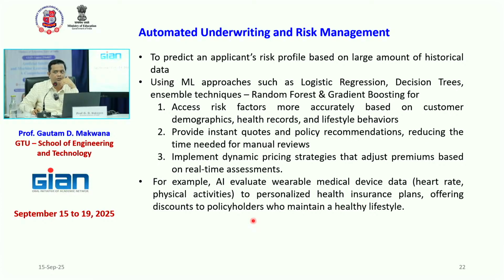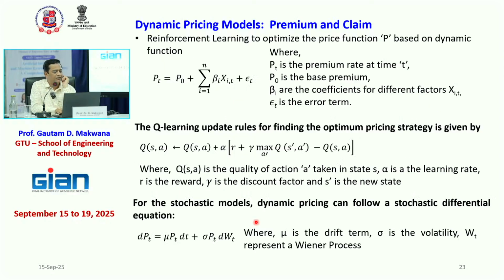So if I have a good lifestyle, then I will get a discount on my premiums. These are the different ones. I will not go through all the equations here. These are the different kinds of methods for the dynamic pricing model, premium and claim, and Q-learning update.